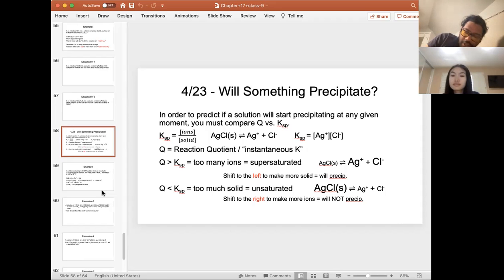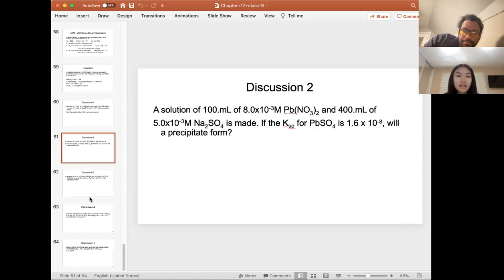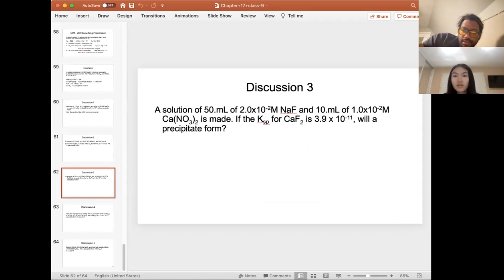And then if Q was less than Ksp, it means that there's too much solid, so it's going to shift forwards. If there are too many ions, we say it's supersaturated. If there's too much solid, it's unsaturated. But if it's just right, we say it's saturated. I think the rest are just problems, so we can work on the problems. Yeah, I'll share that.